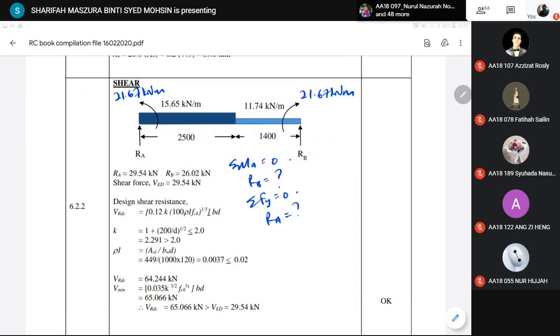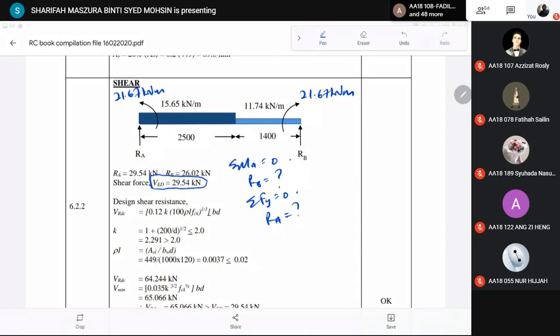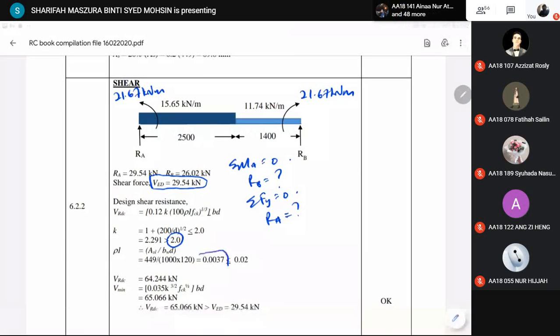From here, RA is 29.54 kilonewton, whereas RB is 26.02 kilonewton. So the larger value will be our design shear force V. So we calculate k, which we get larger than 2.0, so it is 2.0. Rho l, area of steel provided 449 divided by 1000 times 120, we get 0.0037, use this value.